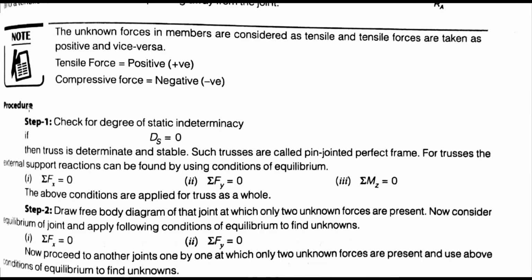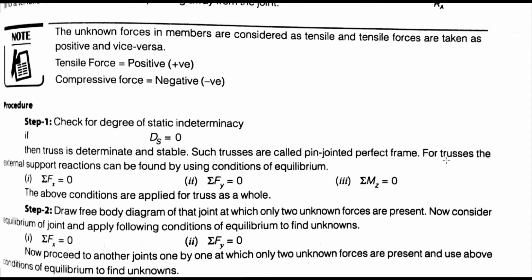And what is the procedure? We first check the static indeterminacy of the truss. That is, Ds = m + re - 2j for a 2D truss, and Ds = m + re - 3j for a 3D truss. In our syllabus, the truss is determinate only, and it is stable. Such trusses are called pin-jointed perfect frames.